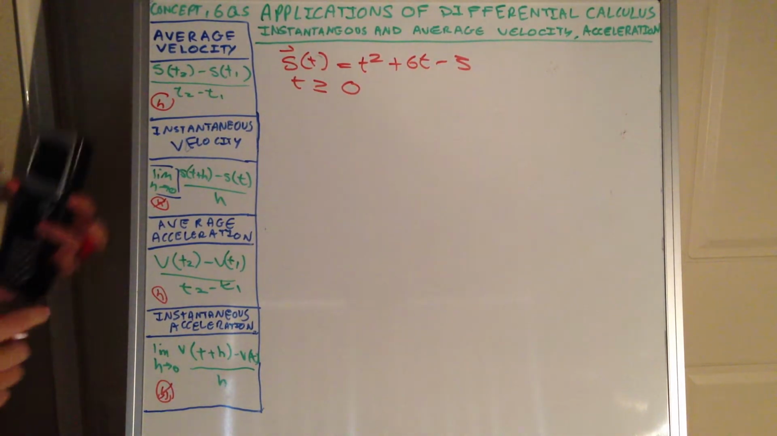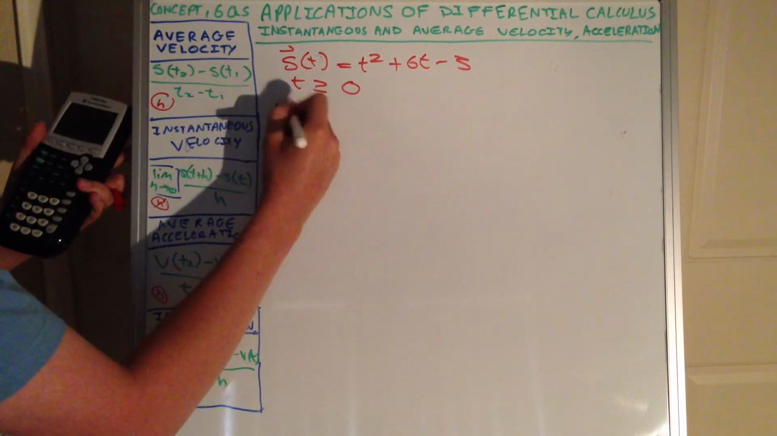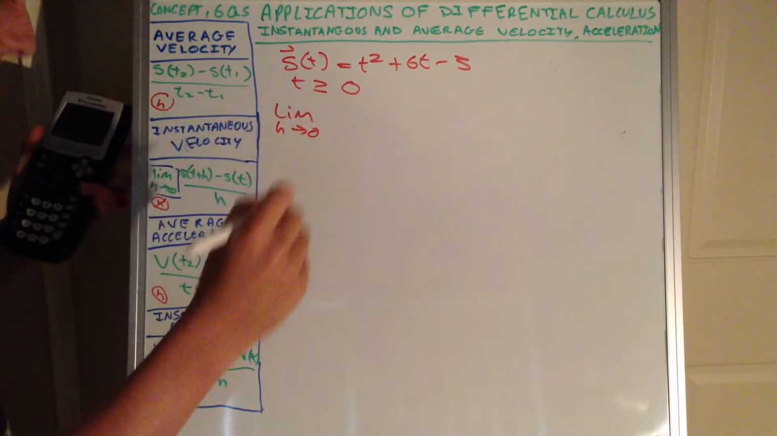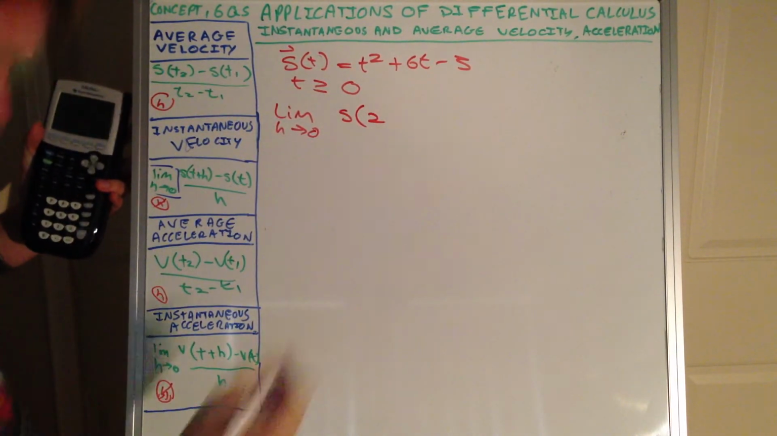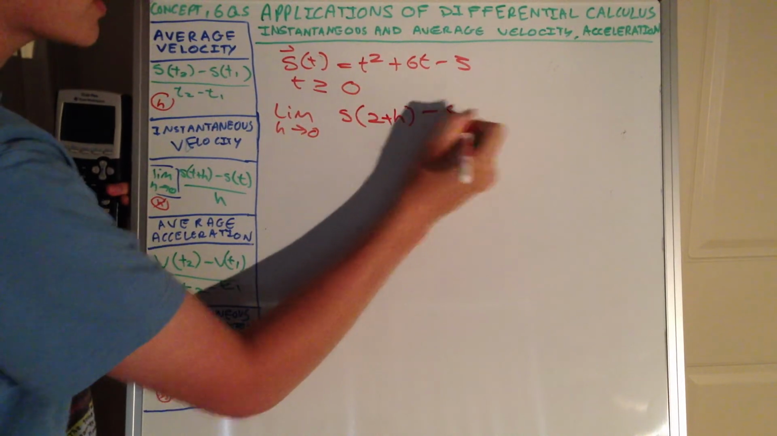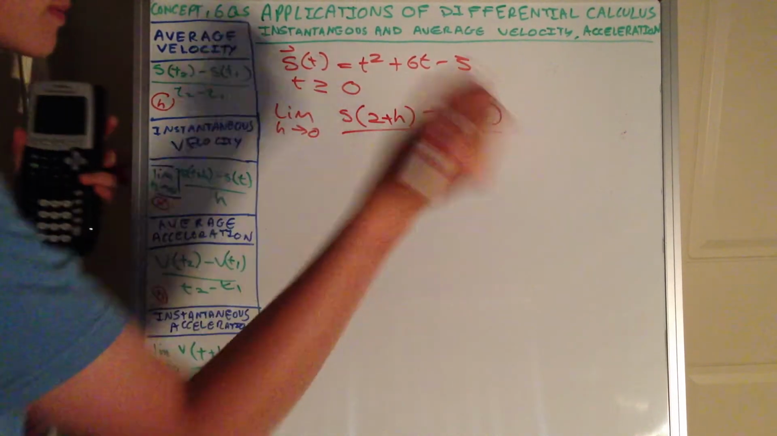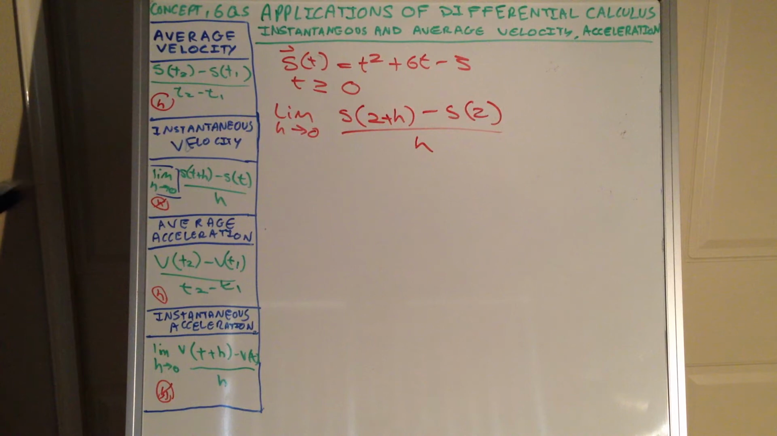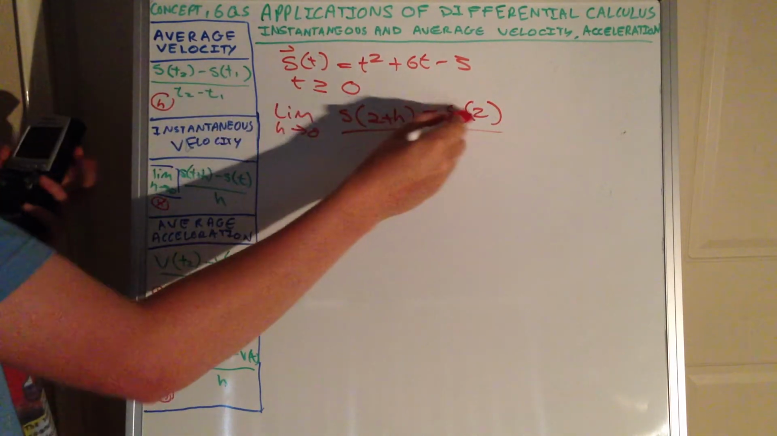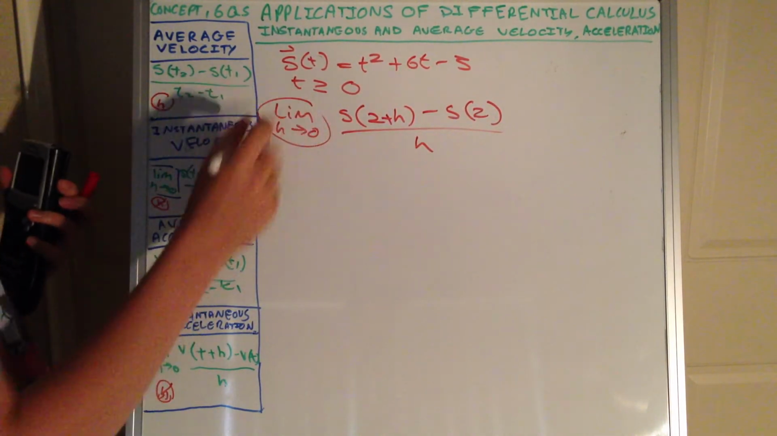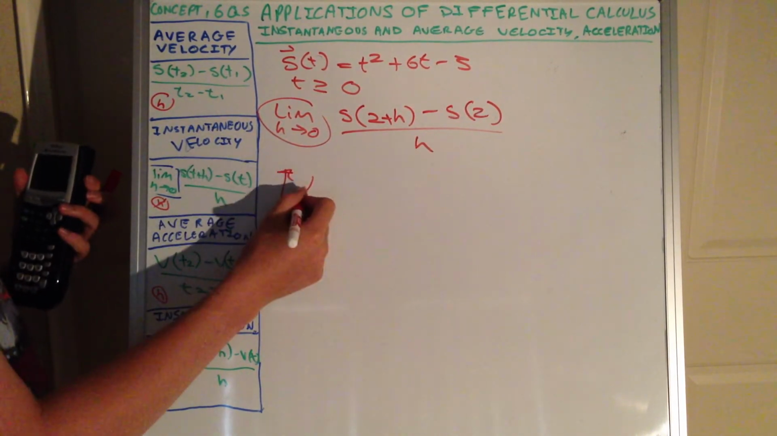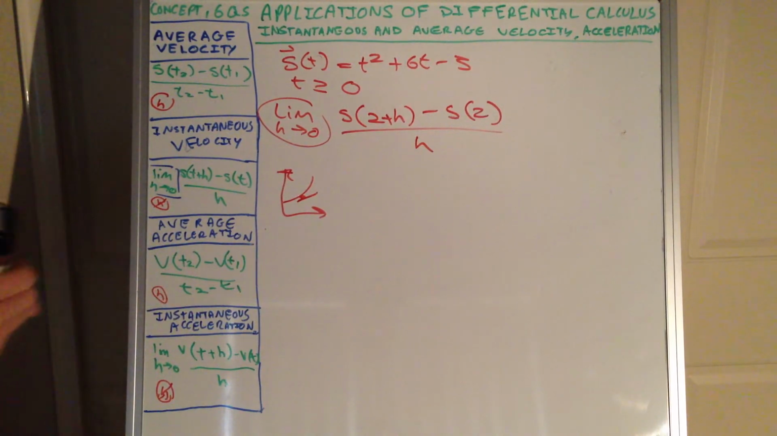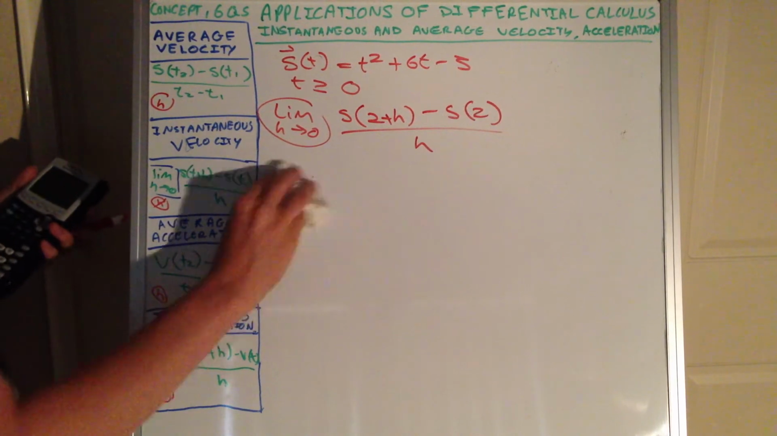So what we have is the limit as h approaches 0, and we have the s of 2 plus h, take the s of 2 all over h, and we're going to be looking obviously at a point 2, for example, and because there's a limit as h approaches 0 there, it's instantaneous velocity, because again, on a graph, we're making h as small as possible, so we just get the equation of the tangent, so what the velocity is at a given time value.